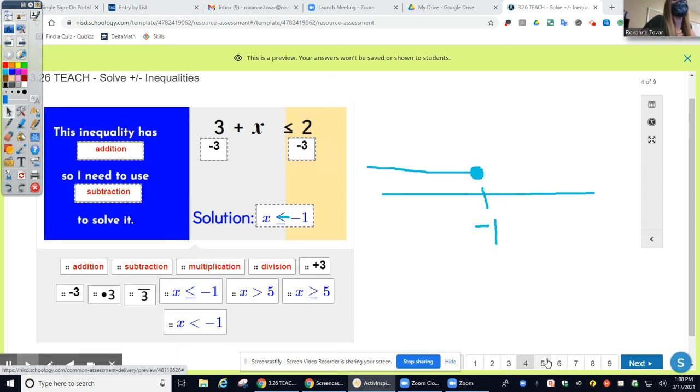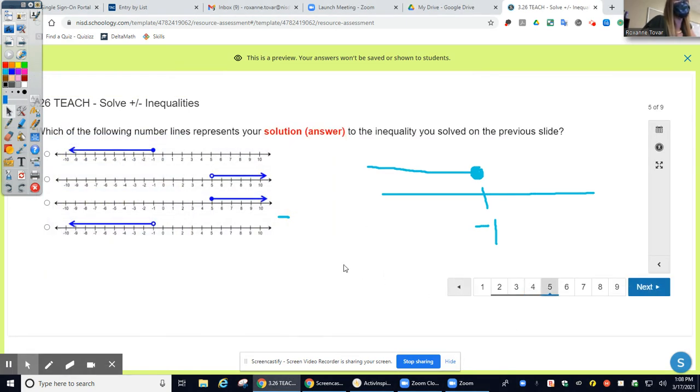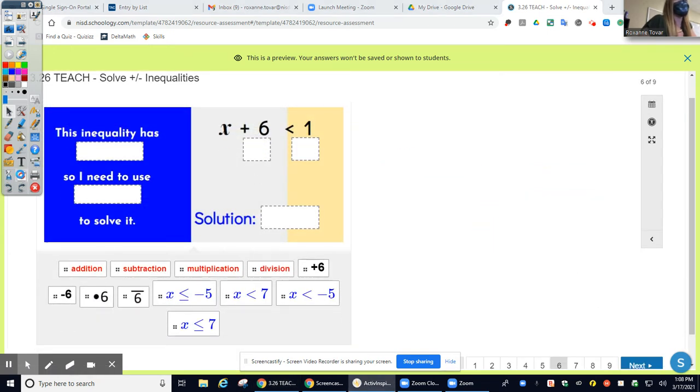So when you go to the next one, as you can clearly see here, you want that closed dot over -1 being shaded to the left. So you would choose A, or the first one. All right, let's try this again.